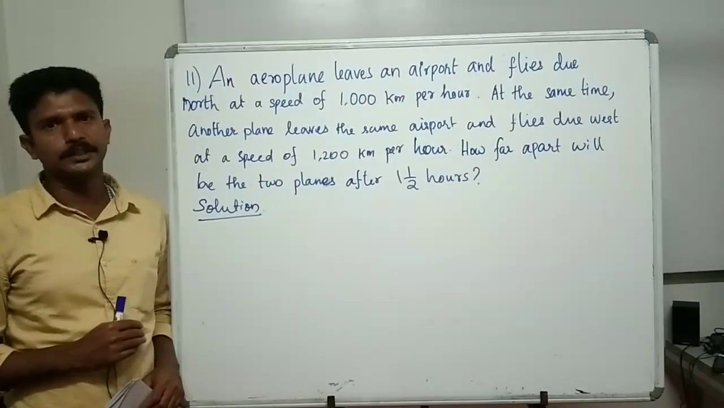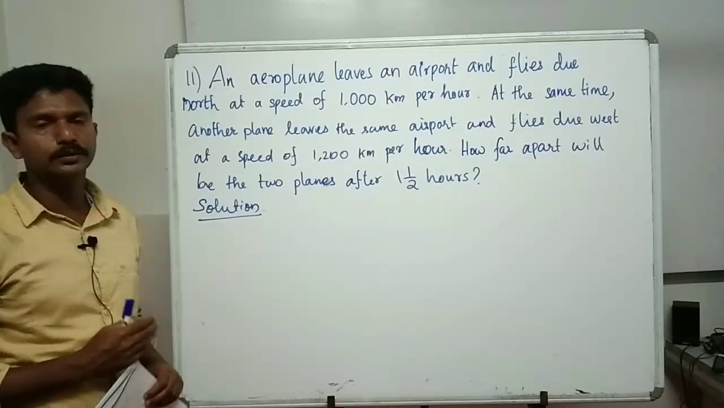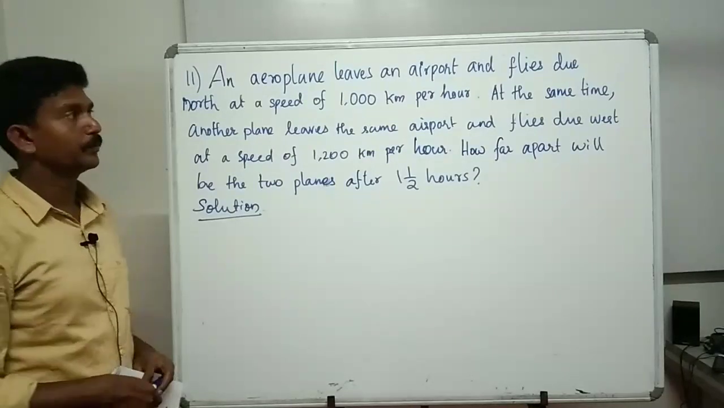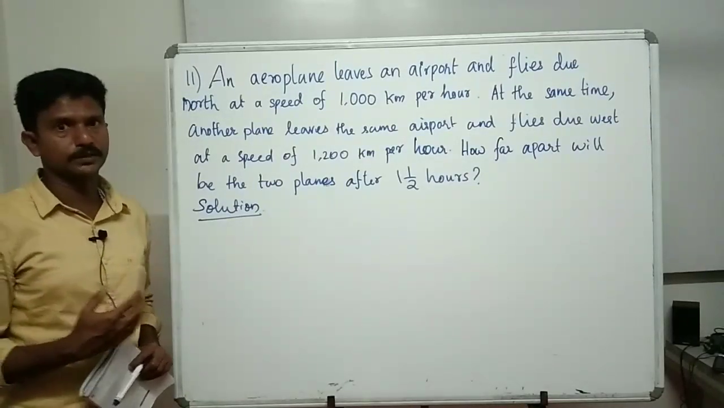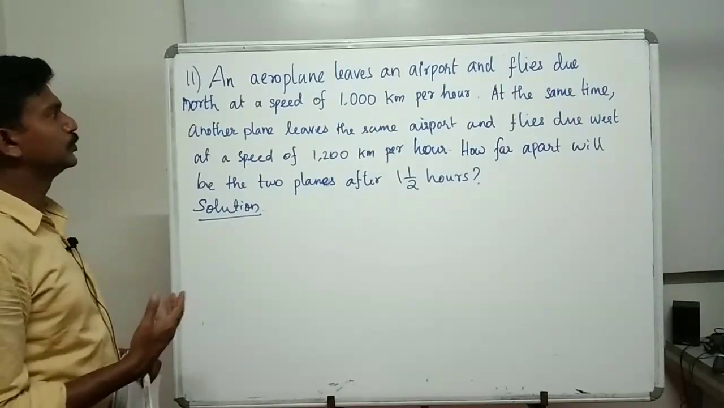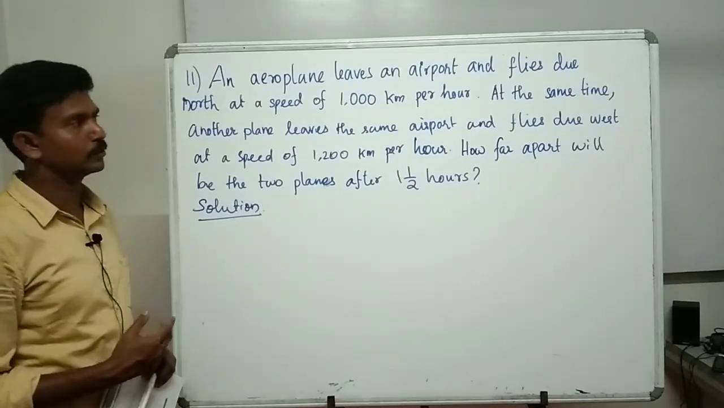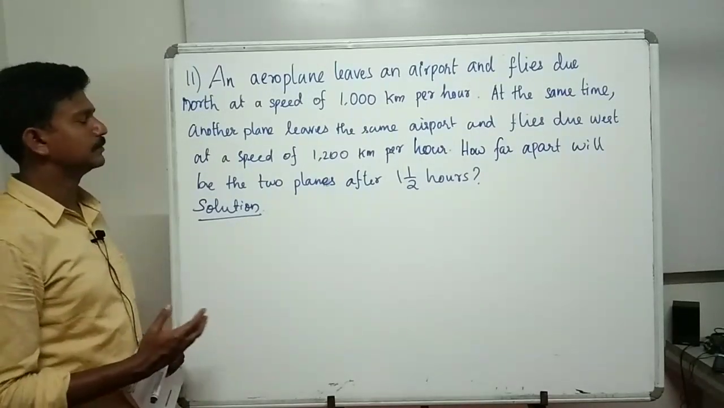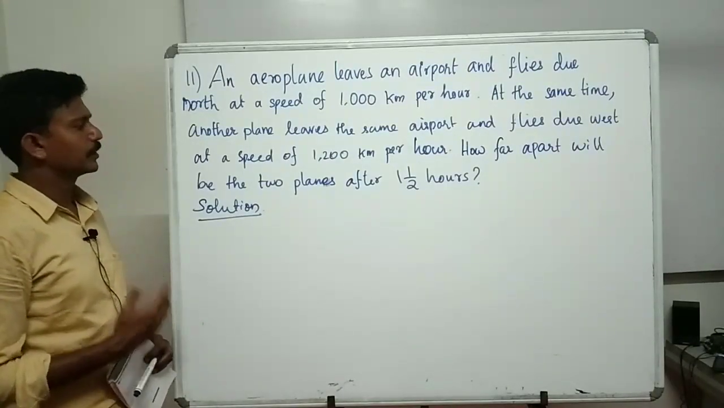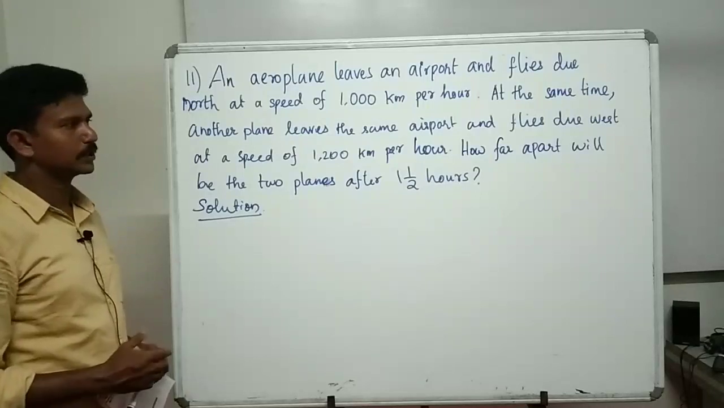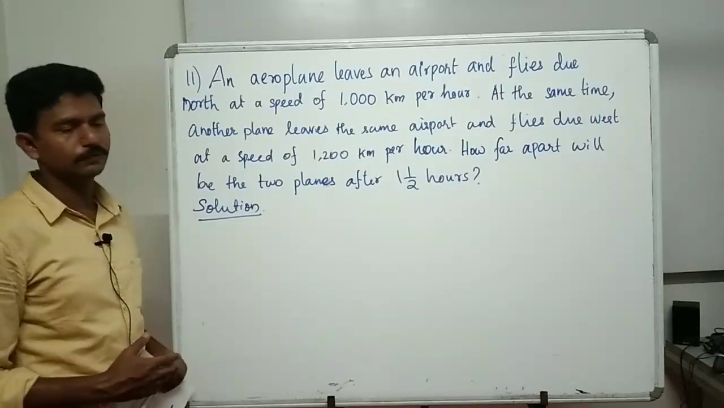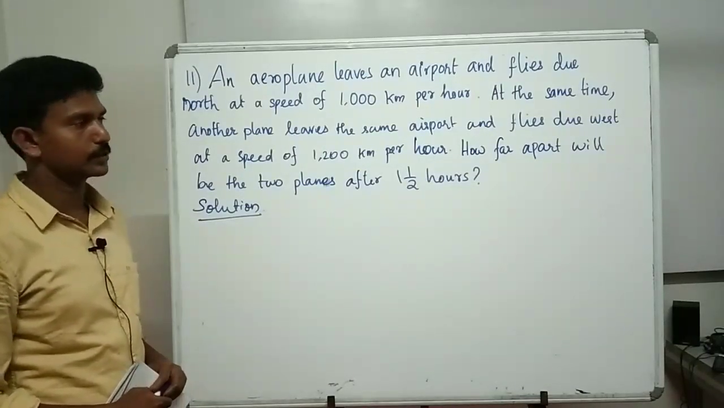Next, 11th question. It is also the same way. If you read and understand, you can do it yourself. Let us see the question. An aeroplane leaves an airport and flies due north at a speed of 1000 km per hour. At the same time, another plane leaves the same airport and flies due west at the speed of 1200 km per hour. How far apart will be the two planes after 1.5 hours?